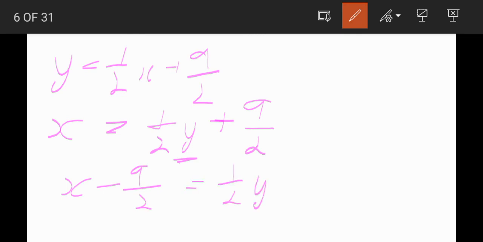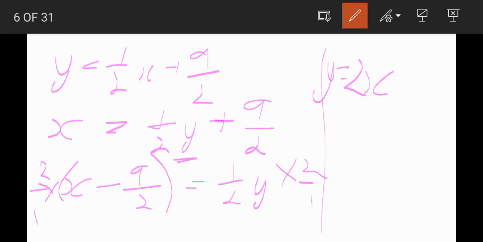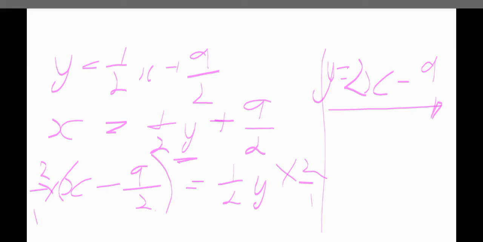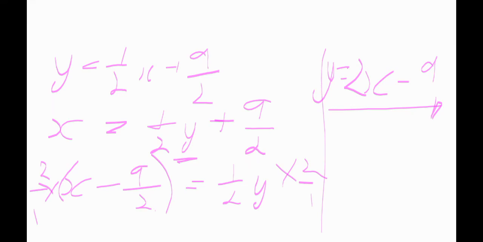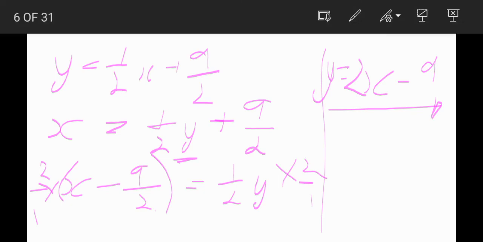So now, having to make y the subject of the formula, I can just multiply by 2 to get rid of the half. So it's just like multiplying by the inverse. So multiply by 2 over 1, all this inside the bracket. So what do I have now? I'll have y is equals to, what is 2 times x? It's 2x. What is 2 times negative 9 over 2? It's negative 9. Now this is my equation of the inverse. y is equals to 2x minus 9, right? 2x minus 9. That's the equation of the inverse.